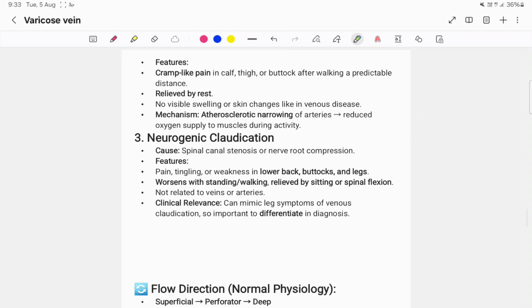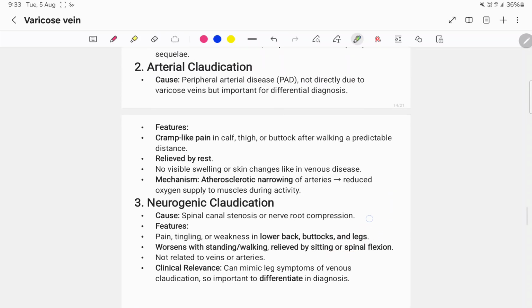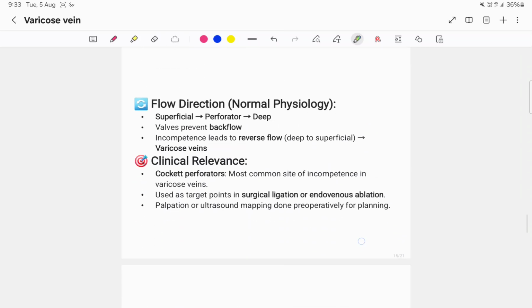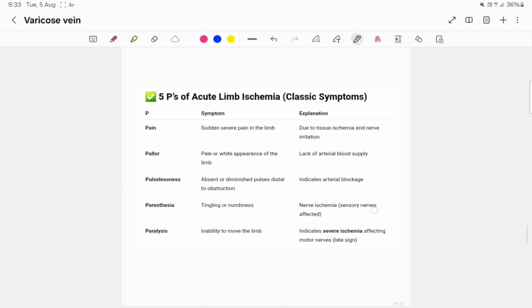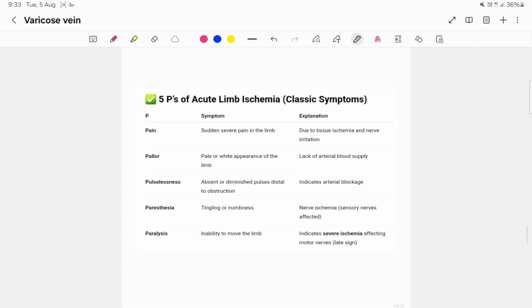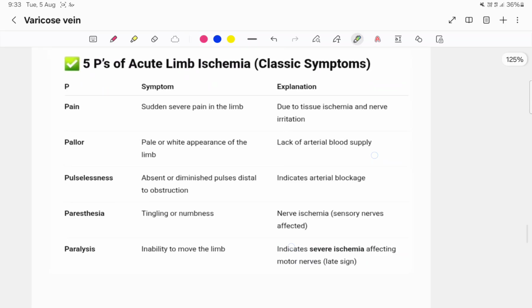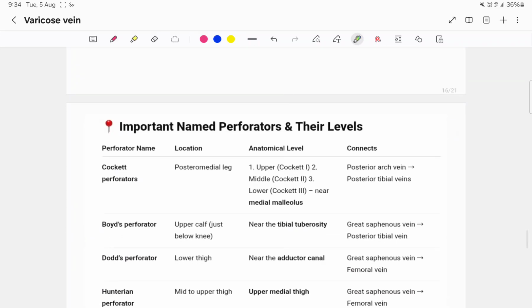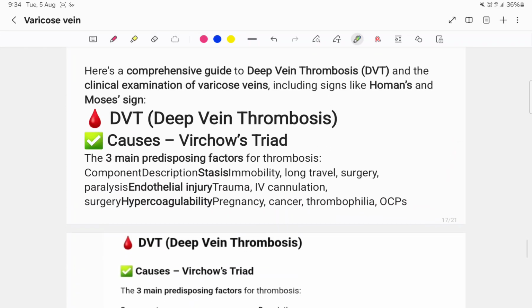In case of neurogenic claudication, the site may be the same, that is lower back, buttocks and leg, worsens with standing or walking and relieved by sitting or supine flexion. But the mechanism is different. Now, what are the 5 P's associated with ischemia of limb? It is pain, pallor, pulselessness, paresthesia and paralysis. This is frequently asked in viva.